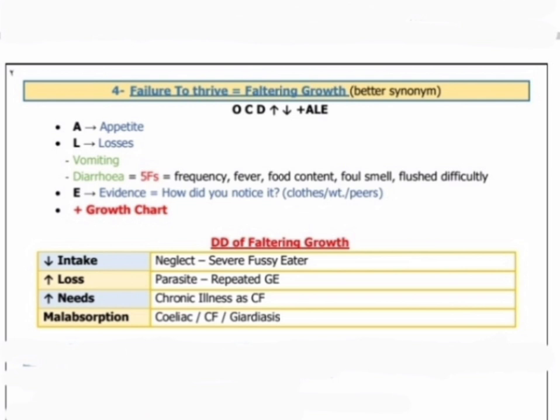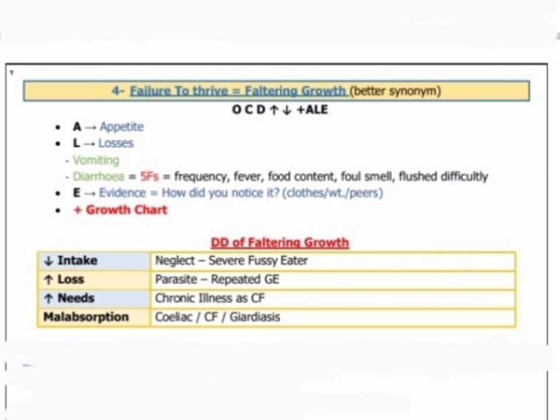Then increased loss, like parasite infection, repeated gastroenteritis. So with repeated gastroenteritis, we can understand that it is increased loss. Plus increased needs, like any chronic illness such as cystic fibrosis. So faltering growth can lead to a diagnosis of cystic fibrosis because of a chronic illness in the child. Then malabsorption, any syndrome present, celiac disease, cystic fibrosis and giardiasis. Celiac disease and cystic fibrosis commonly come up in exams.